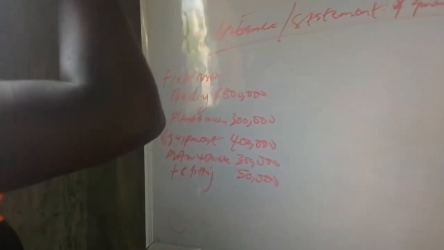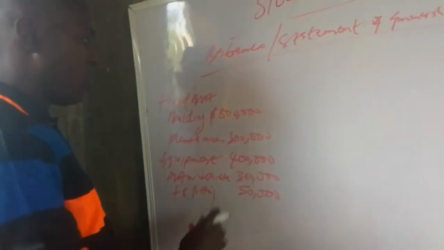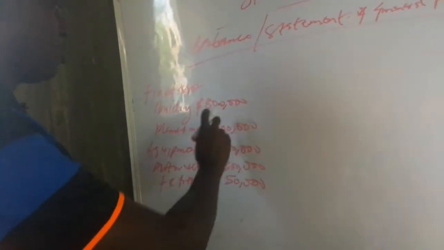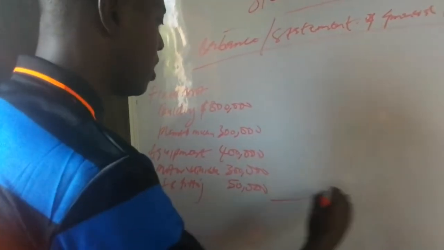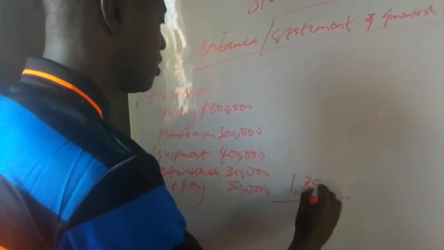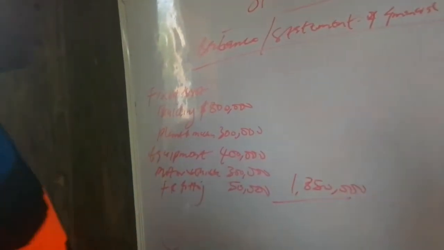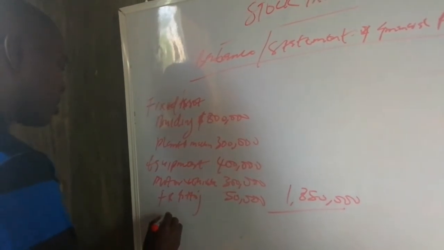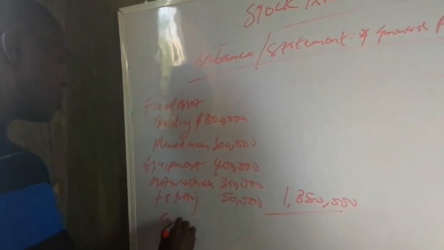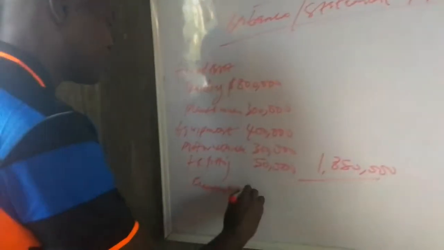So the total, as we have 700,000, 1 million, 1.850. So we have $1,850,000 as fixed assets. Then we have current assets.